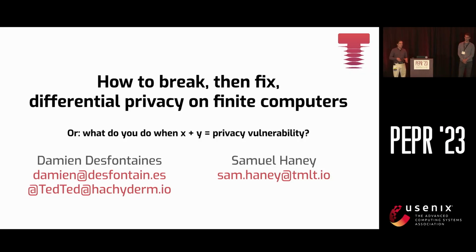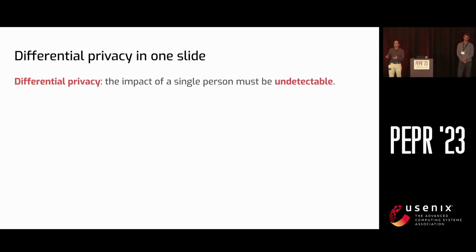Today, we're going to tell you about a surprising class of vulnerabilities in differential privacy software and how we fixed it. So as you might know already, the gold standard approach to publishing or sharing sensitive data is called differential privacy. The key idea is quite simple. You add statistical noise to your statistics so that the impact of one person cannot be detected.